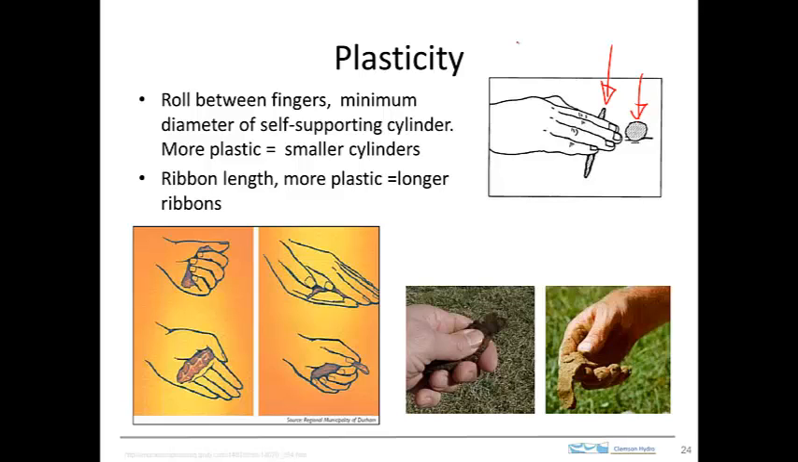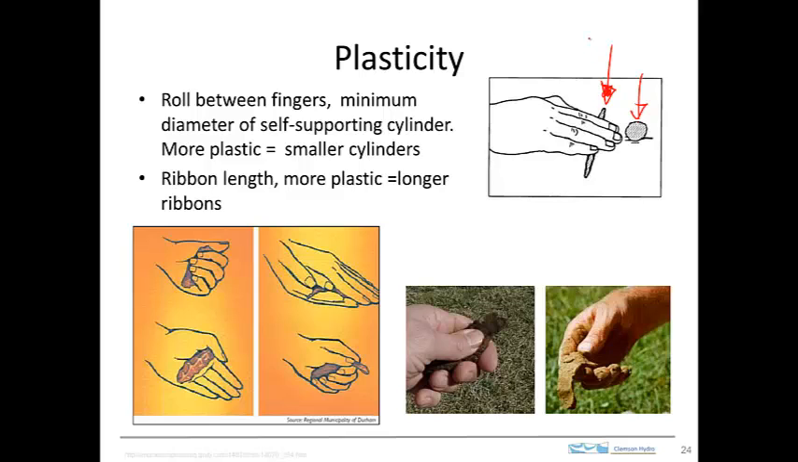Okay, so if you can form a narrow, long cylinder of soil by rolling it, that's going to be more plastic than a smaller one. And the diameters, 2, 4, and 6 millimeter diameter cylinders, give you the 3 scales, 3 degrees of plasticity. So this cylinder is one way of doing it.